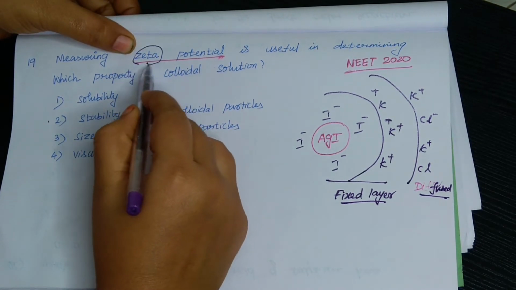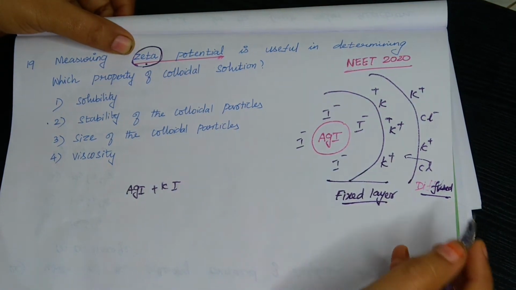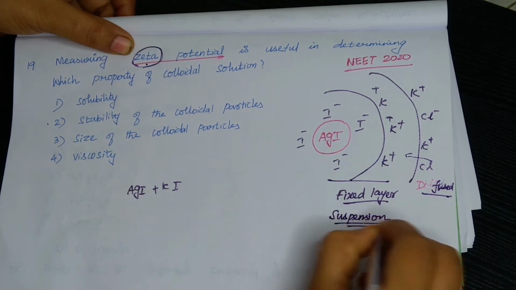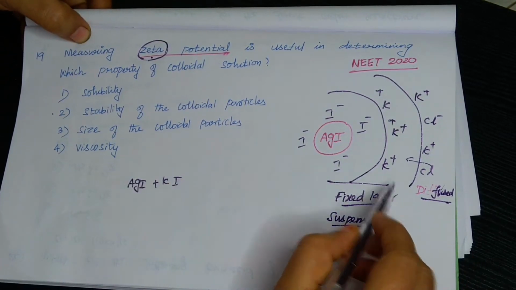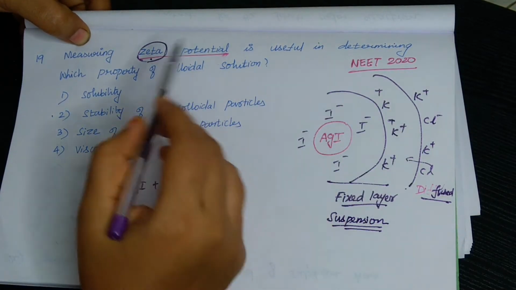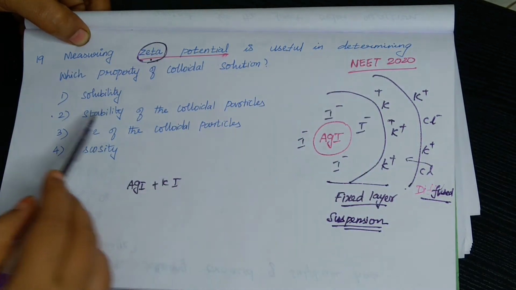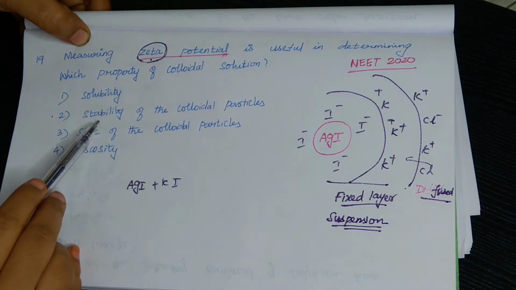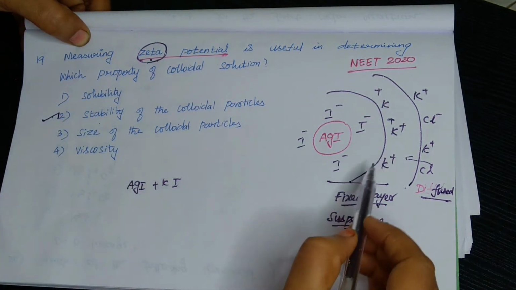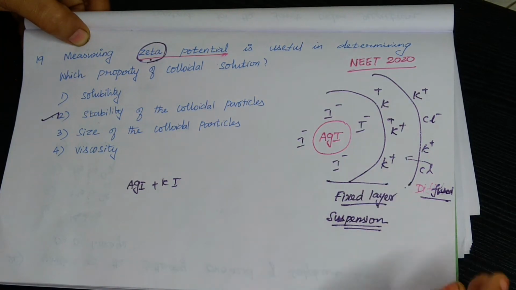If there is no zeta potential, the particles will pass into the solution due to the van der Waals force and it becomes a suspension. So from this it is clear that zeta potential is measured for the stability of the colloid. The question is: measuring zeta potential is useful in determining solubility, stability of colloids, size of the colloids, or viscosity. The answer will be stability of the colloids. If there is more zeta potential, the stability is more and the colloidal solution will not pass into suspension.